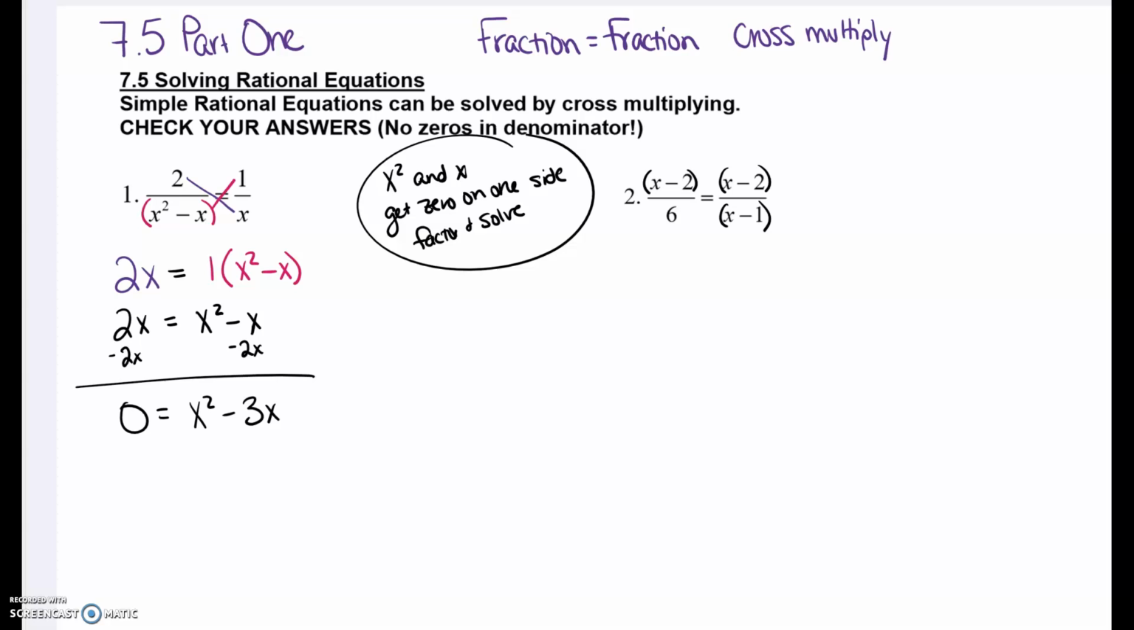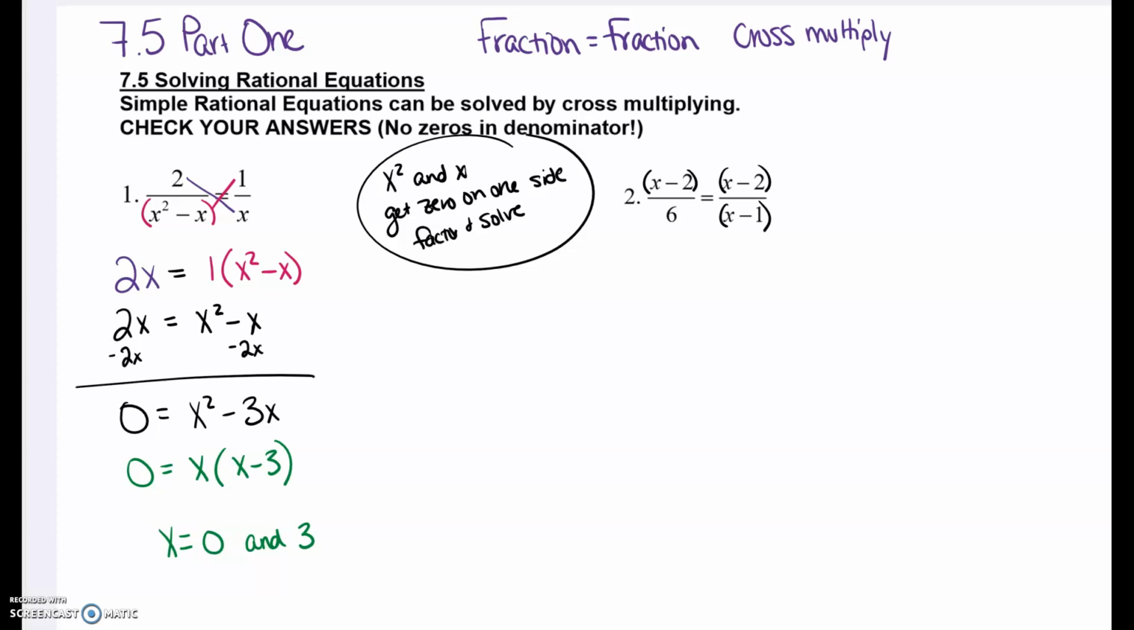Okay, now to factor that, this is only 2 terms, so what do they have in common? They have x in common. And that means that my solutions are 0 and 3. If we put a 0 right here, 0 times anything would be 0. If we put a 3 inside those parentheses, 3 minus 3 would be 0, and then 0 times whatever the other x was would be 0.